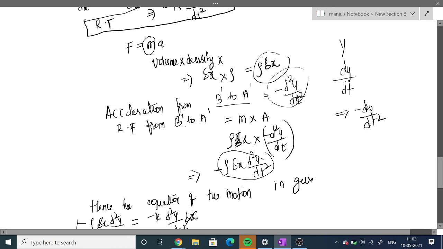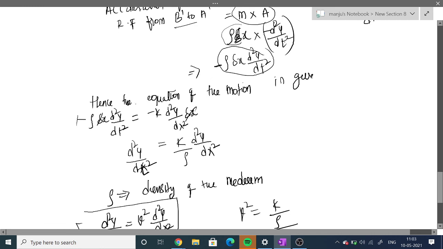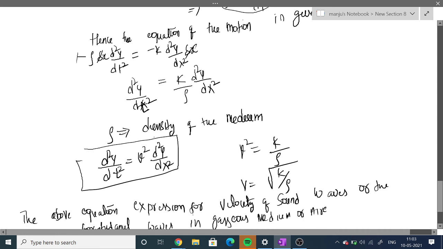The restoring force from B dash to A dash is equal to mass into acceleration, so it is minus rho delta x d square y by dt square. From the equation of motion, minus rho delta x d square y by dt square is equal to minus K d square y by dx square into delta x. Delta x gets cancelled, and simplifying, we get that d square y by dt square is equal to v square d square y by dx square, where t is the time and x is the displacement along the x axis.